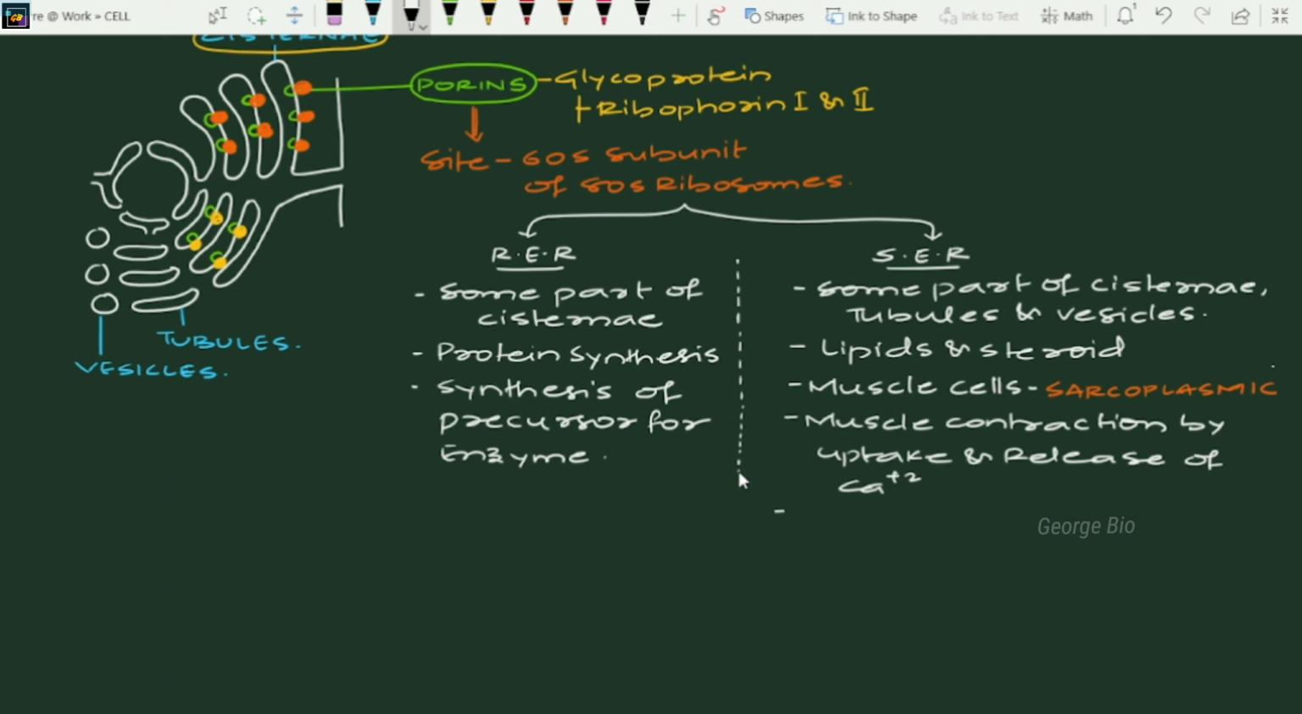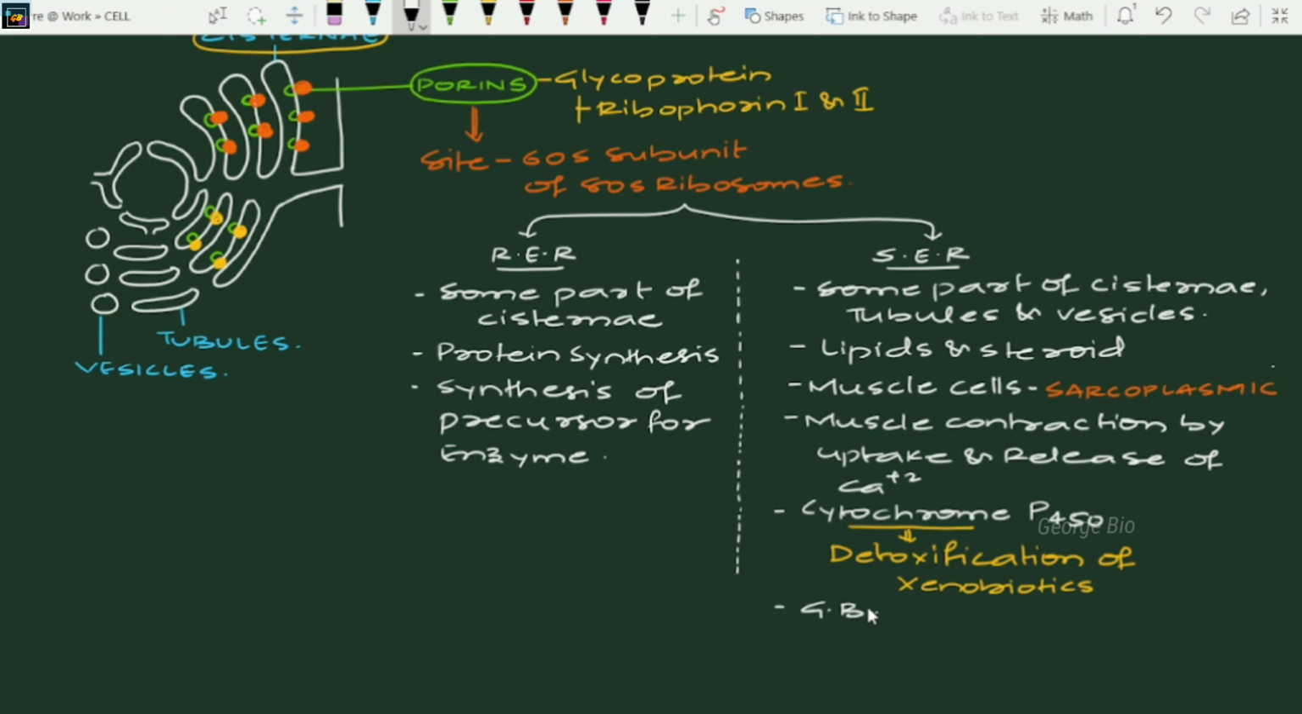It also secretes an enzyme called cytochrome P450. This enzyme helps in detoxification of toxins or foreign substances, or xenobiotics. Apart from all this, when the smooth endoplasmic reticulum gets detached, it helps in the formation of Golgi bodies.